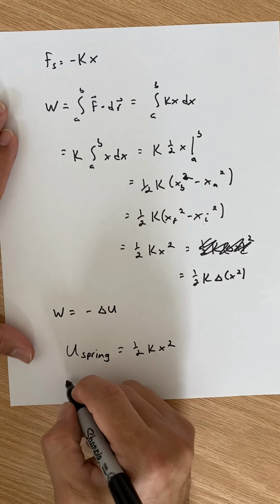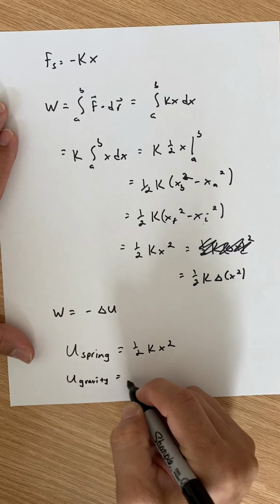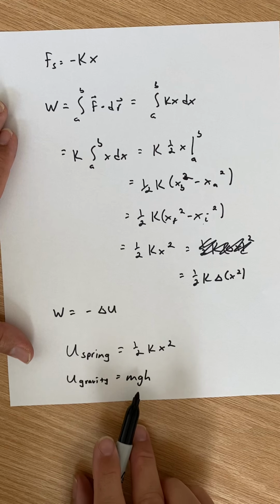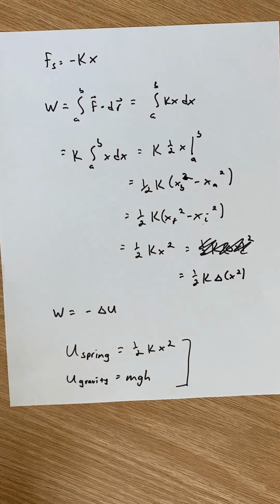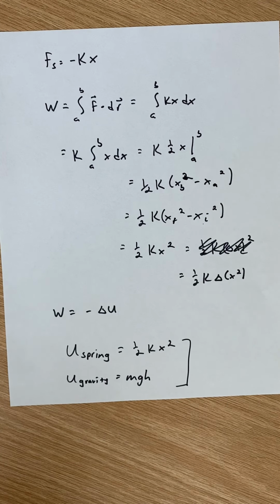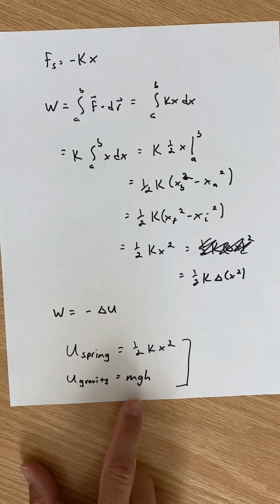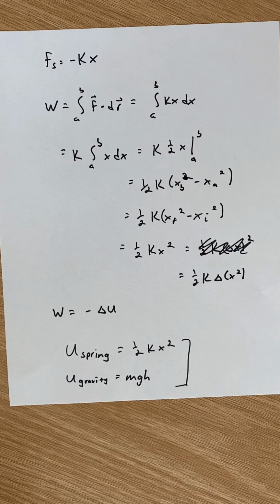We saw in the last video, U gravity we can calculate as mgh, as long as we make the stipulation that we're at or near the surface of the Earth. Here is mgh. So these are two types of potential energy with which we are going to deal. We're going to investigate problems in which energy is stored in a spring, and energy stored in the gravitational field.